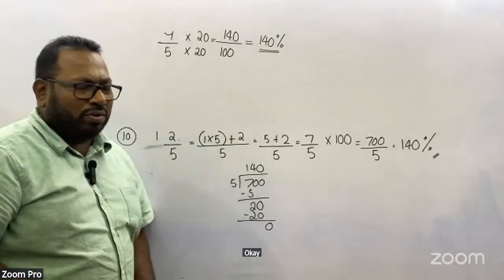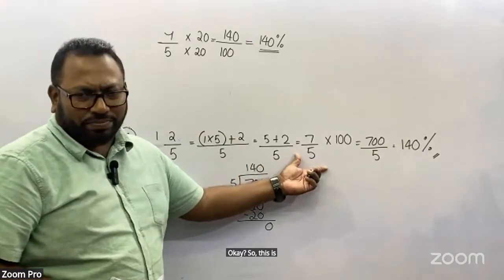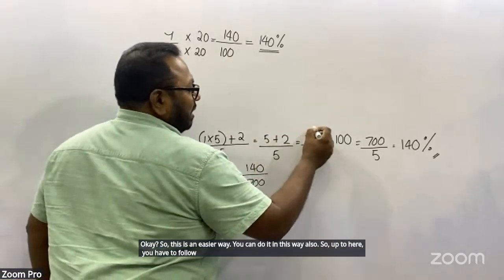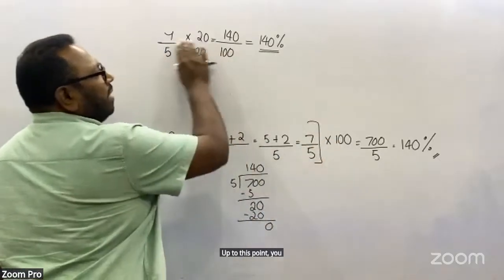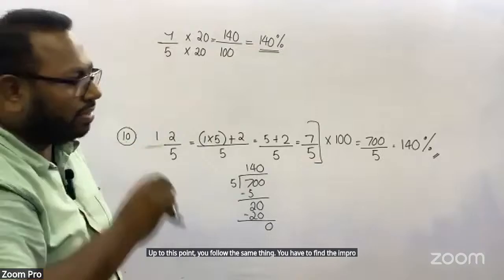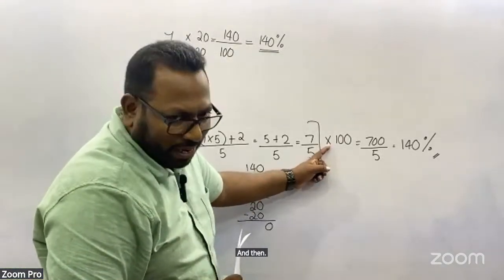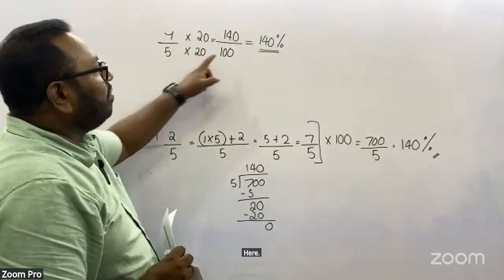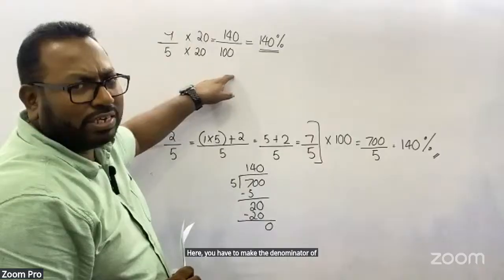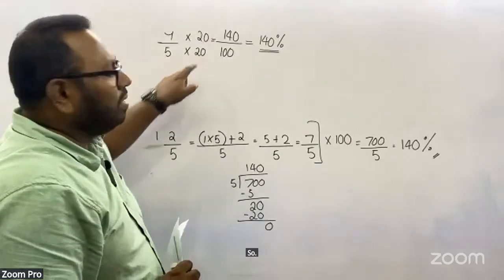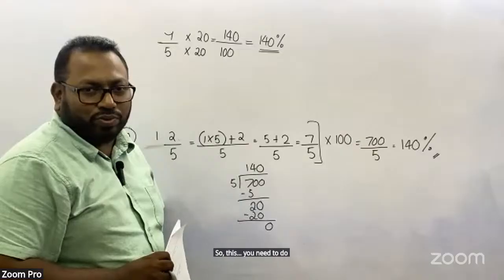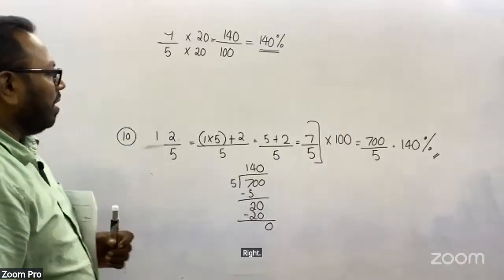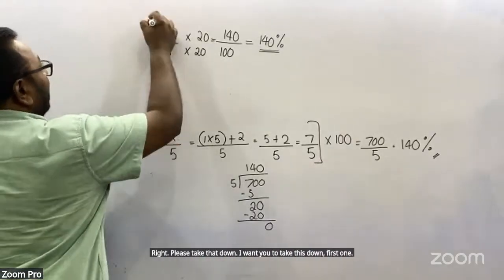Okay. So this is an easier way. You can do it in this way also. Up to this point, you follow the same steps. You have to find the improper fraction. And then here you are going to multiply by 100 and you will get your percentage. Here you have to make the denominator of your fraction 100. So this you need to do. Okay. Right. Please take that down. I want you to take this down, first one and the second one, both.